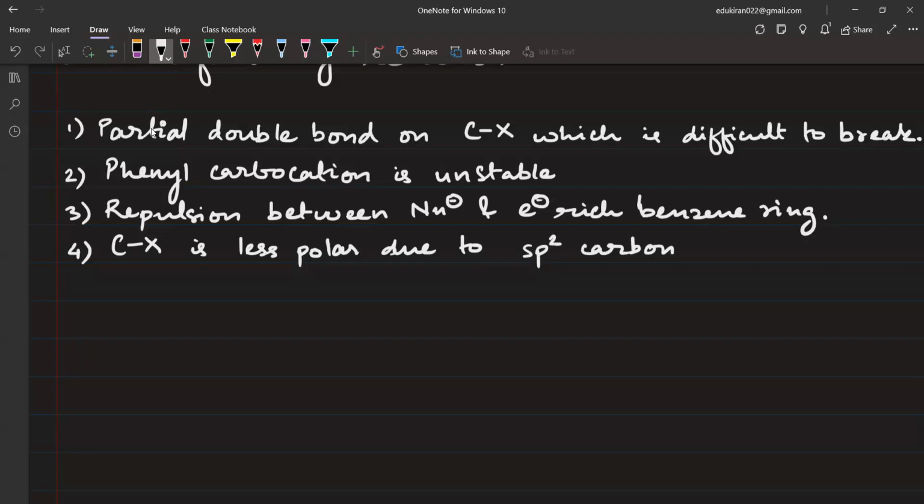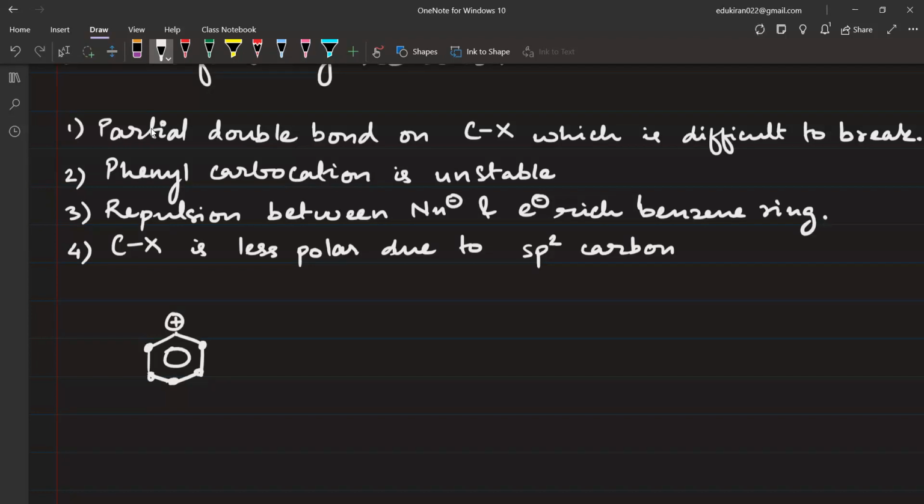Now let us analyze these particular reasons. So we have halogen atom here attached with benzene ring. Obviously, this is a very difficult bond to break because it is having partial double bond. Now let us suppose we break it. Even if you break it, you will get positive charge here.